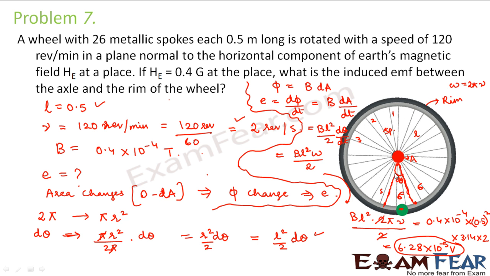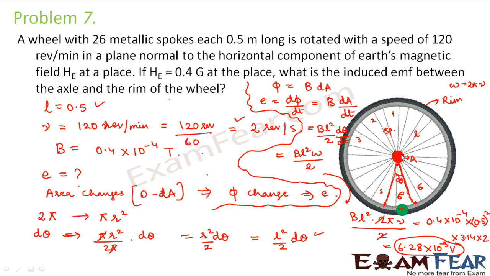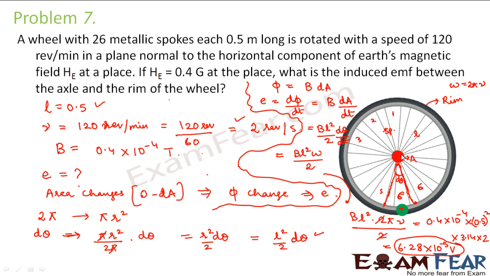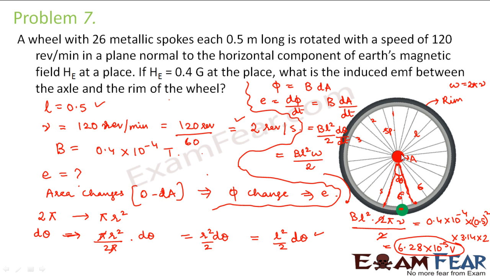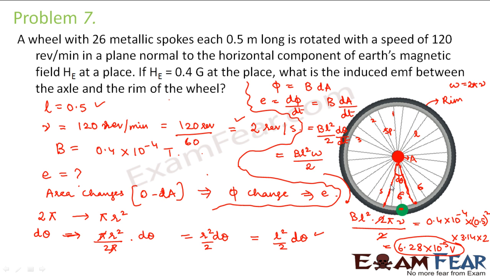When will I multiply 26 times? If because of the presence of 26 spokes, the change in area is increasing 26 times. But it is not like that, right? So even for one spoke or for 26 spokes, the change in area remains the same. So that is why we say that the EMF induced between any spoke, across any spoke, will be the same. That is between center and any point on this circle, it will be the same.